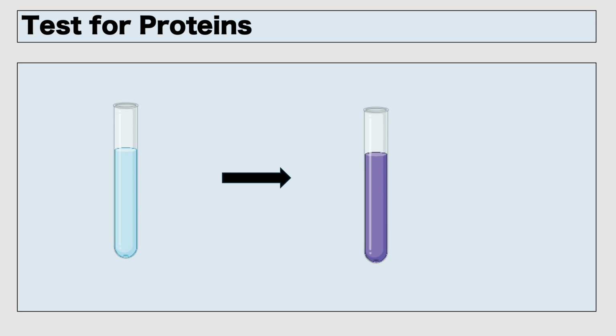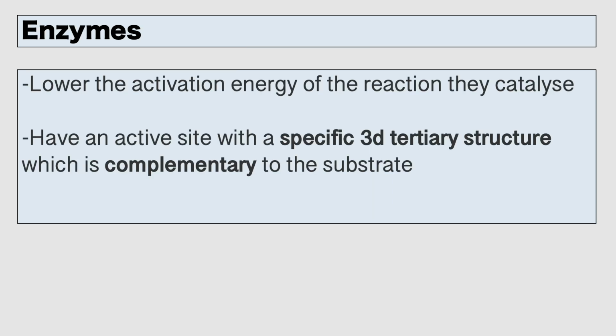Now we're going to move on to a specific type of protein, enzymes. Enzymes lower the activation energy of the reaction they catalyse. Enzymes have an active site with a specific 3D tertiary structure which is complementary to the substrate. They then combine to form an enzyme-substrate complex. Those phrases in bold are mark scheme phrases that come up time and time again, so definitely memorise those ones.